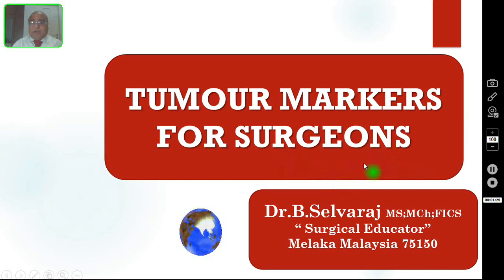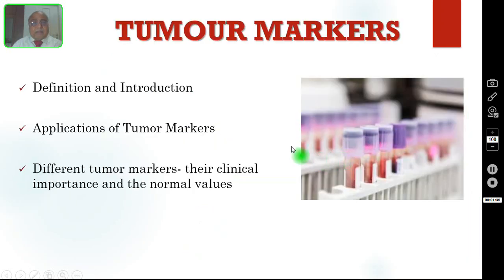I am going to show you a tabular column of the various common tumor markers which we are using to follow up the cases after doing surgery. Especially it is very useful for all surgeons. That's what I am going to discuss. So I am going to discuss the definition and introduction.